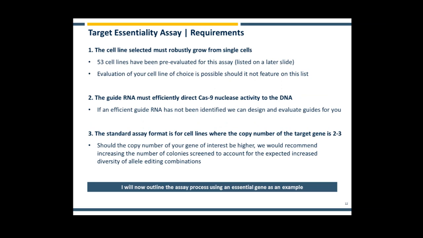So to explain the requirements of the assay in more detail, this assay requires being able to screen hundreds of colonies, and therefore the cell lines of choice must robustly grow from single cells. We have a list of 53 cell lines that we've pre-evaluated for use in this assay. However, we can evaluate any cell line for suitability.